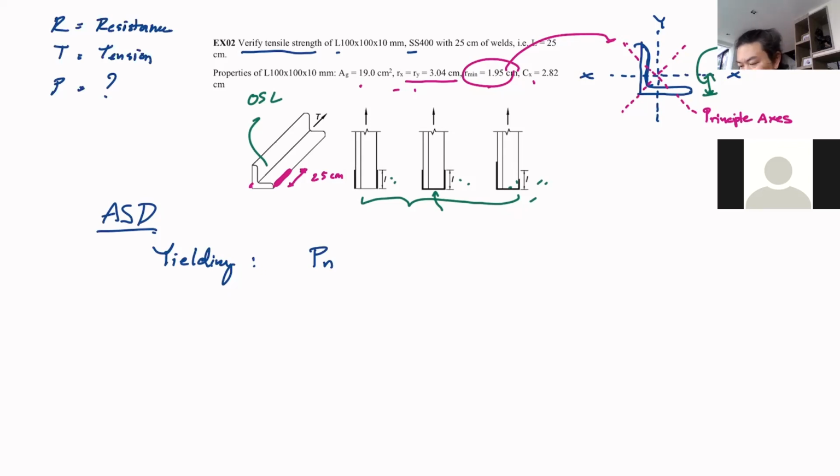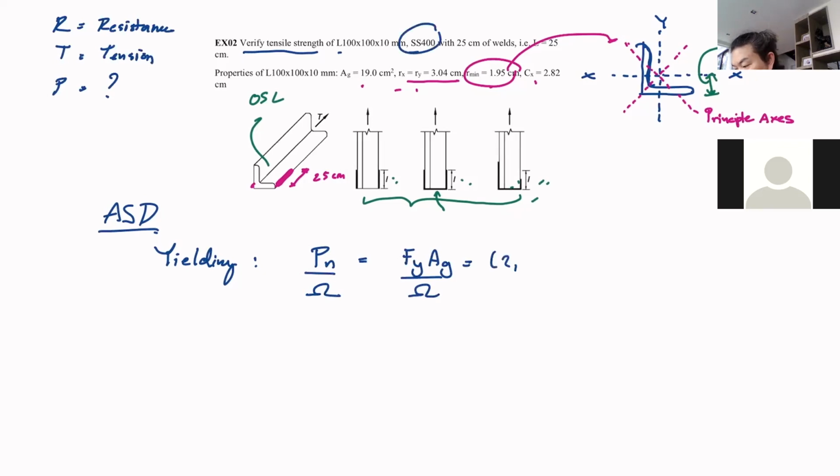So here, yielding is going to be P nominal divided by factor of safety. So that's going to be same old Fy, Ag, and then divide by factor of safety. SS400, so Fy is 2500 kilogram per square centimeter. Now we have the area, which is 19. And we have the factor of safety, which is equal to 5/3. And like I mentioned before, you can just say 0.6 multiplied by Fy, that's fine as well, because 1 divided by 5/3 becomes 3/5, right, or 0.6.